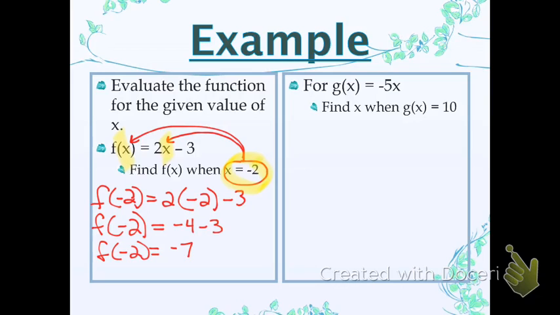Another way you could write this is as an ordered pair, negative 2 comma negative 7, because recall that f of x is another way to write y. So when you compare this, you can see that the negative 2 is where the x is, and in an ordered pair, the x goes first. And then the negative 7 is where the y is, and in an ordered pair, the y goes second.